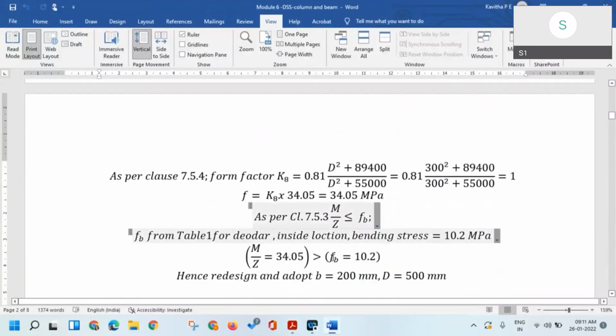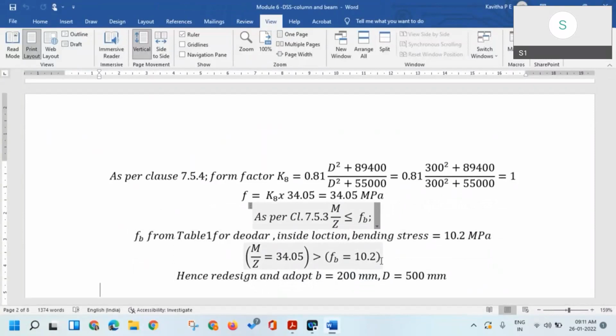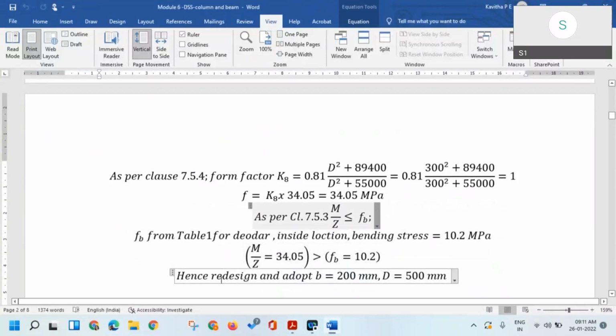So the evaluated value is 34.05, and the FB value, the allowable strength value, is 10.2. Our M by Z value should not be greater than FB, but here M by Z is greater than FB, that is 34 is greater than 10.2. So we have to redesign the assumed structure.